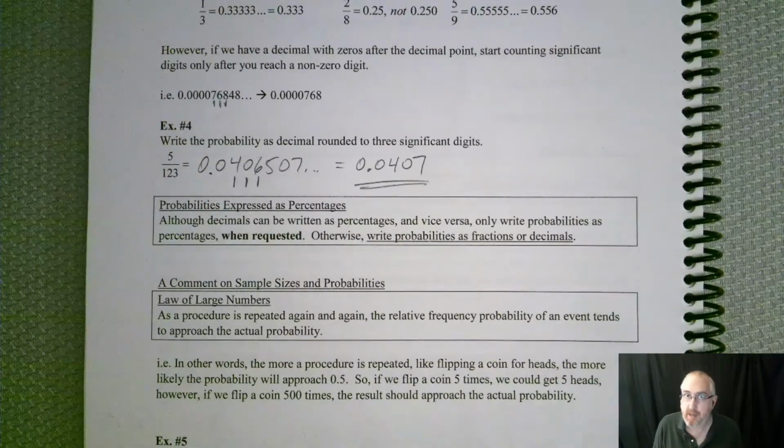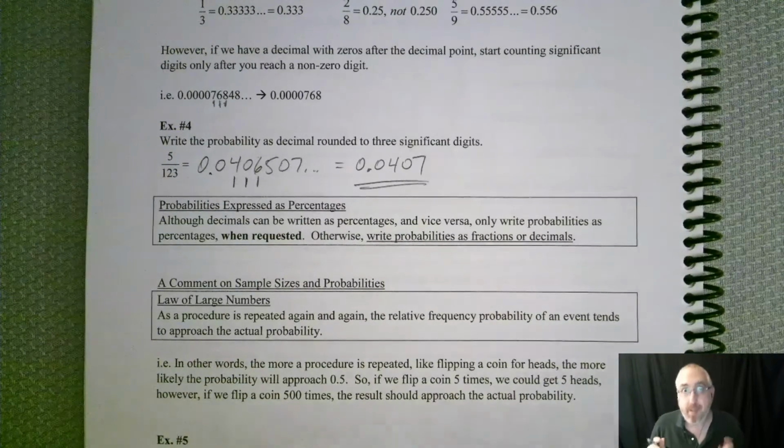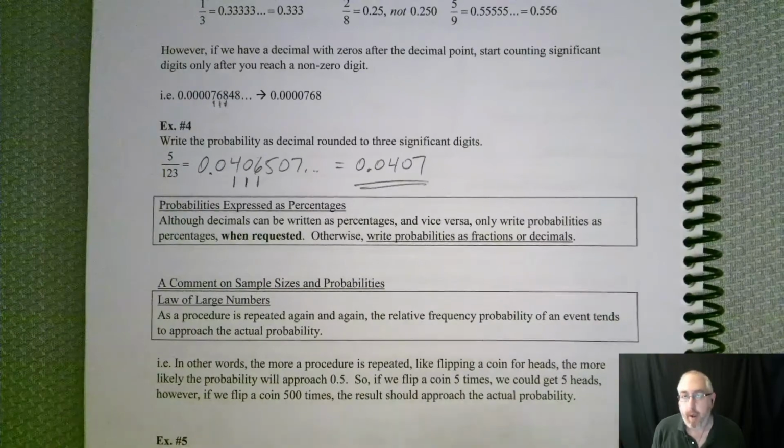Now, like I said, you shouldn't have to worry about that too often, but in those cases when they're really small decimals, 3 significant digits is the proper terminology. Okay, so that's one thing we got off the table.